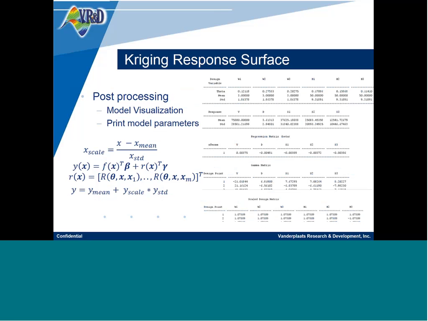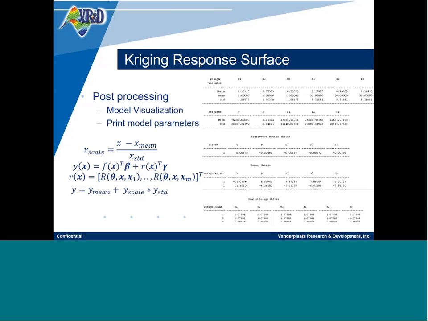This information is necessary because VisualDOC fits the Kriging model using the scaled sample points. So when you use the Kriging model to predict, you first need to scale your input value, and then predict the output, and then scale the output back using the mean and the standard deviation of the response printed in the second table.